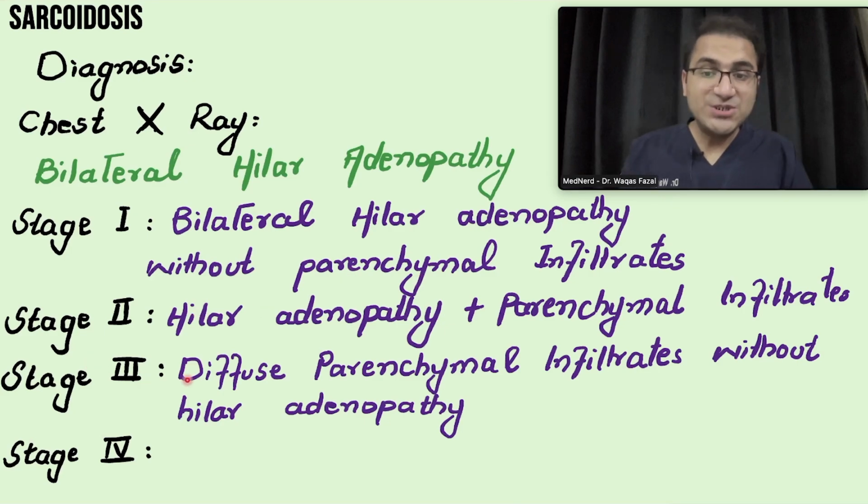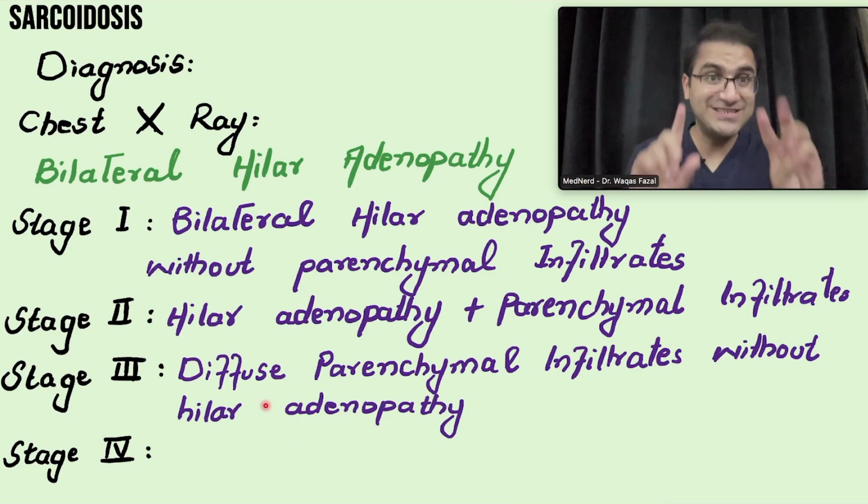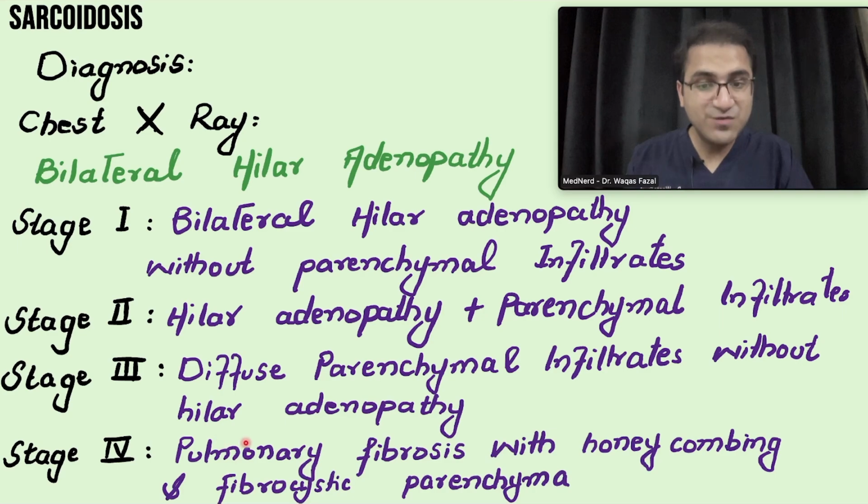Now in stage 3, there will be diffuse parenchymal infiltrates without hilar adenopathy. There will be diffuse infiltrates but there will be no adenopathy, that is stage 3. And in stage 4, there will be excessive pulmonary damage, pulmonary fibrosis with honeycombing, fibrocystic parenchyma. The lungs will be completely destroyed in stage 4.